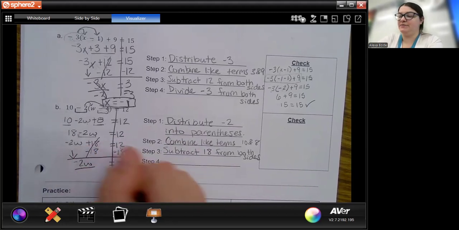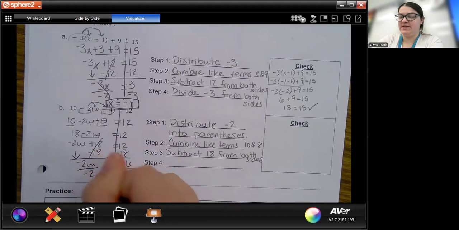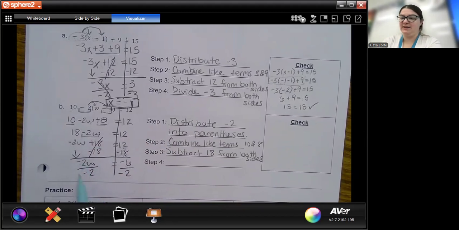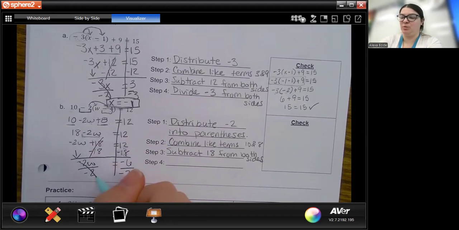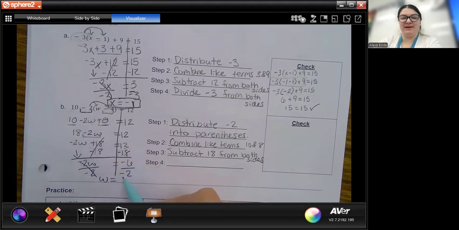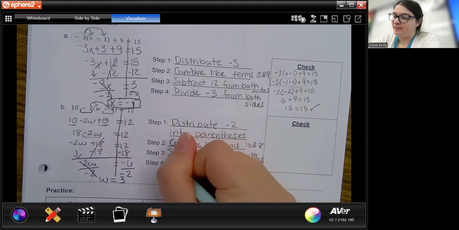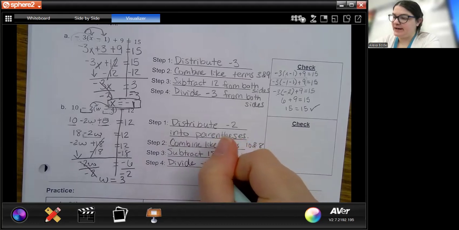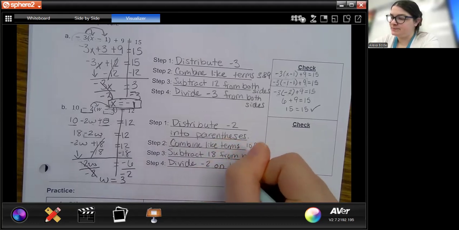Our last step is to divide by -2 to get that W by itself. We are isolating this W. And the opposite of multiplication, our inverse, is to divide. -2 divided by -2 is 1. So I'm left with 1W. -6 divided by -2, a negative divided by a negative is a positive. 6 divided by 2 is 3. So we've got W equals 3. In our last step here, we divided by -2 on both sides.